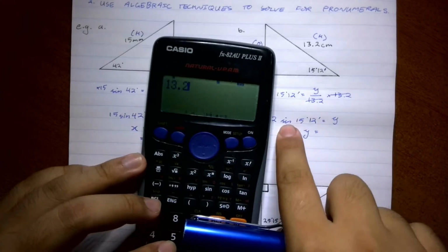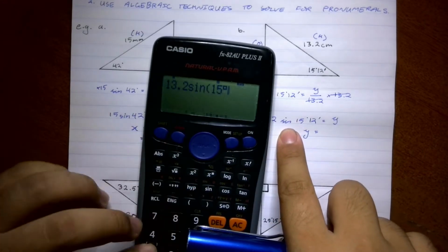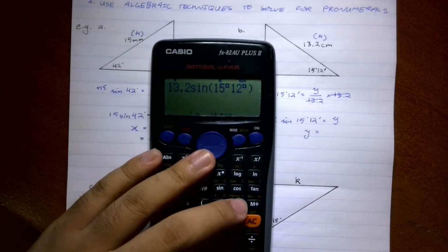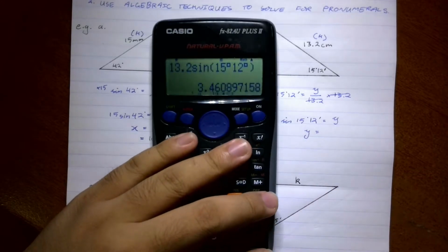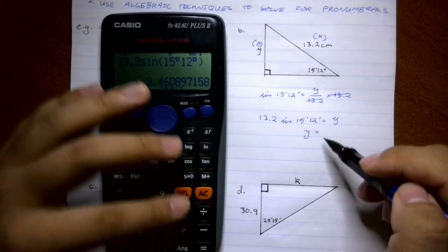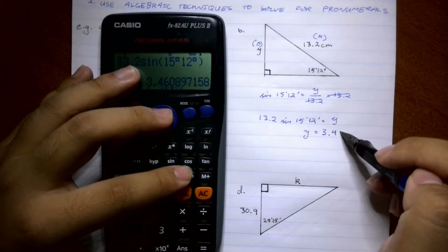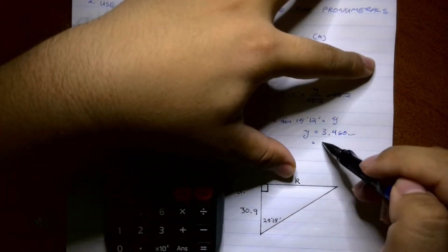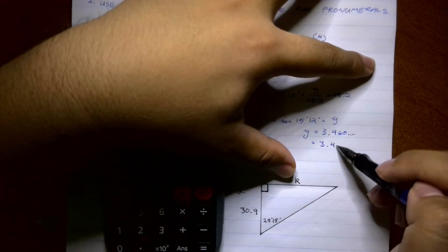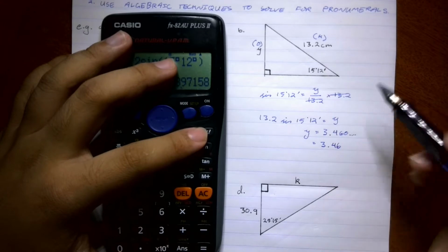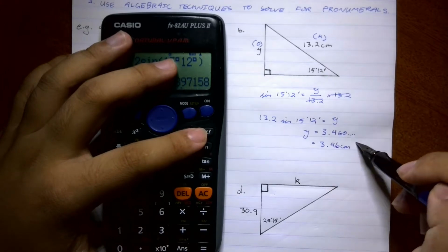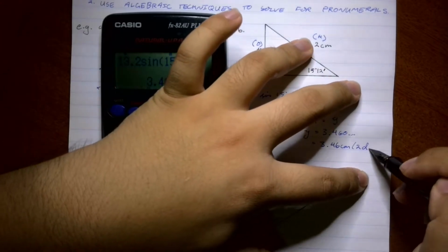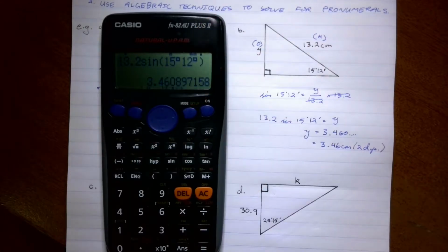13.2 sine 15 degrees 12 minutes gives us 3.460, and solving this for 2 decimal places, 3.46 centimeters at 2 decimal places.